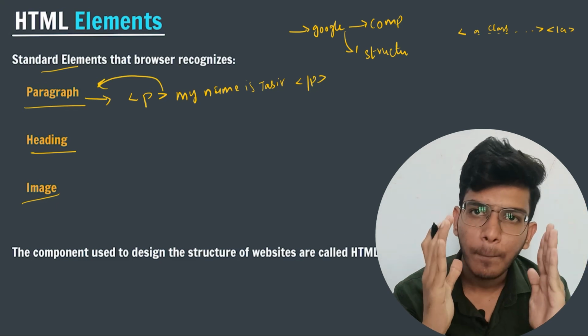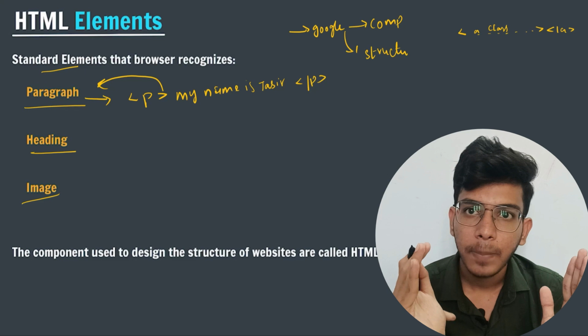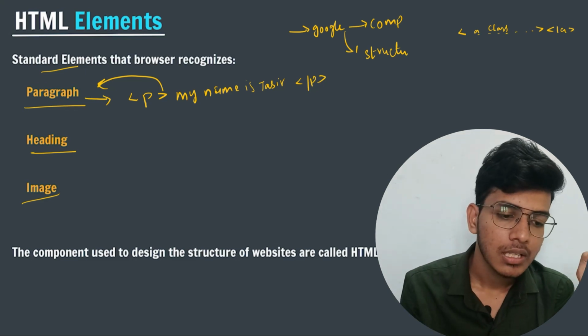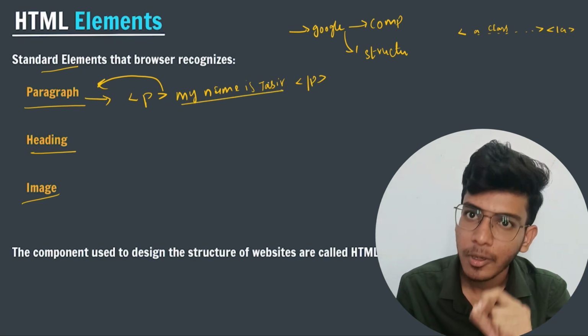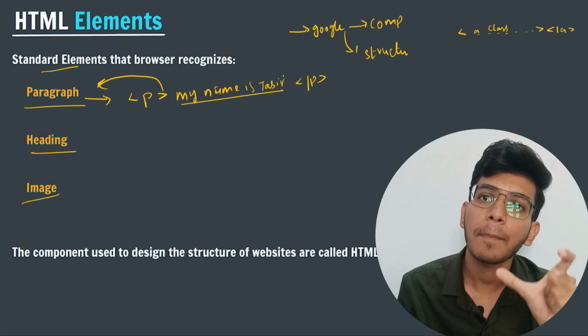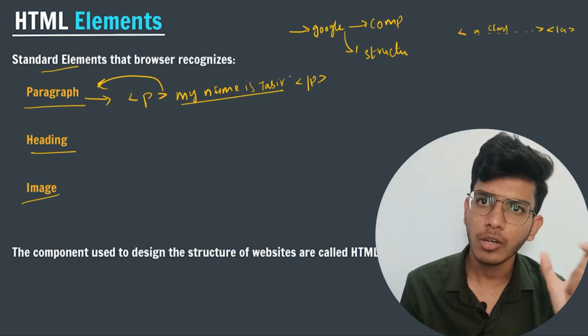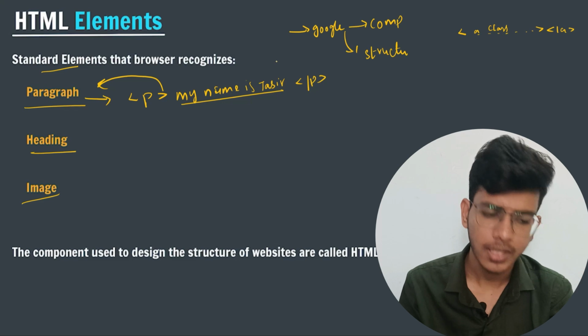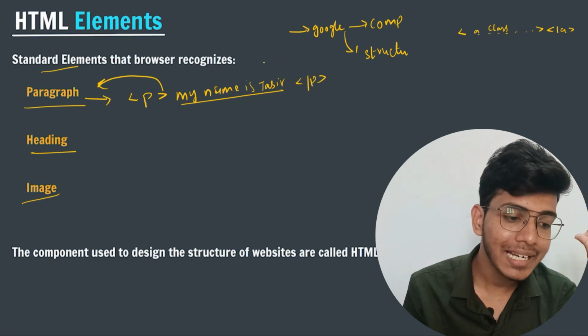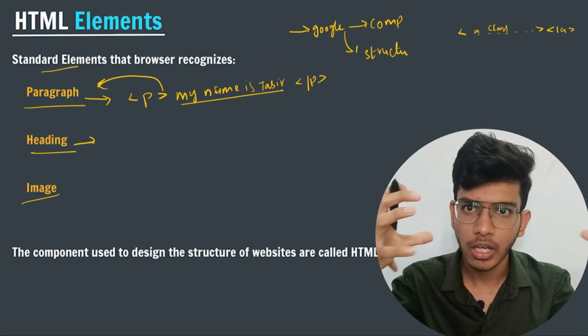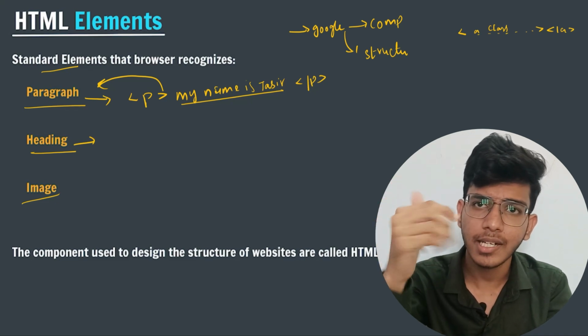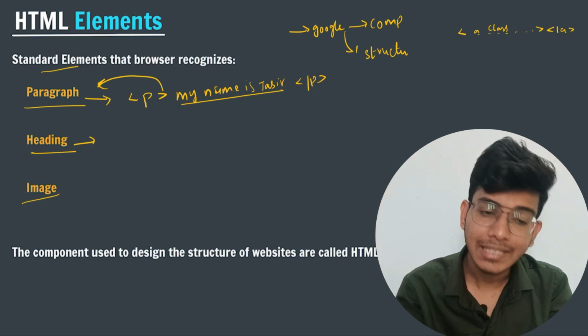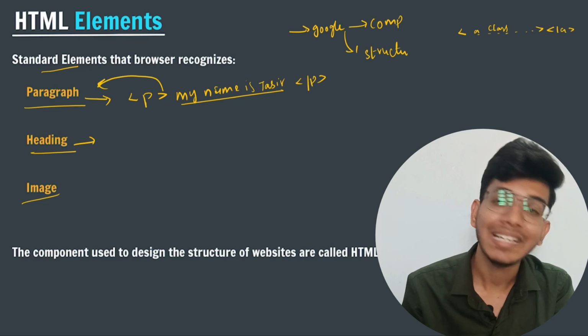Whatever web page I am creating, in that web page my name, Jabir Hussain, is represented by a para element. I will show you how it works, but for now this is the idea. And if I want to write a heading, a huge heading in my web page, you can see that there are different headings. That can be represented by the heading tag.